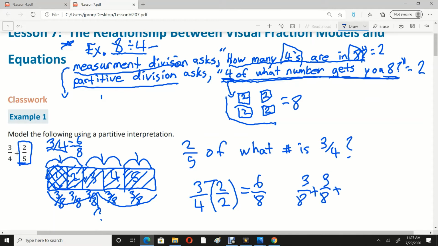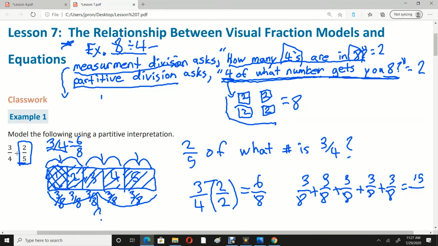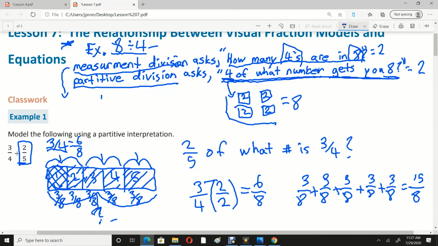And you'll remember from 5th grade that when you add fractions, if they have common denominators, you can just add the numerators up. So we add up all the numerators, 3 plus 3 plus 3 plus 3, 3 times 5, 15. And we maintain the denominator. The denominator does not change. So that means this whole right here represents a value of 15/8, right?